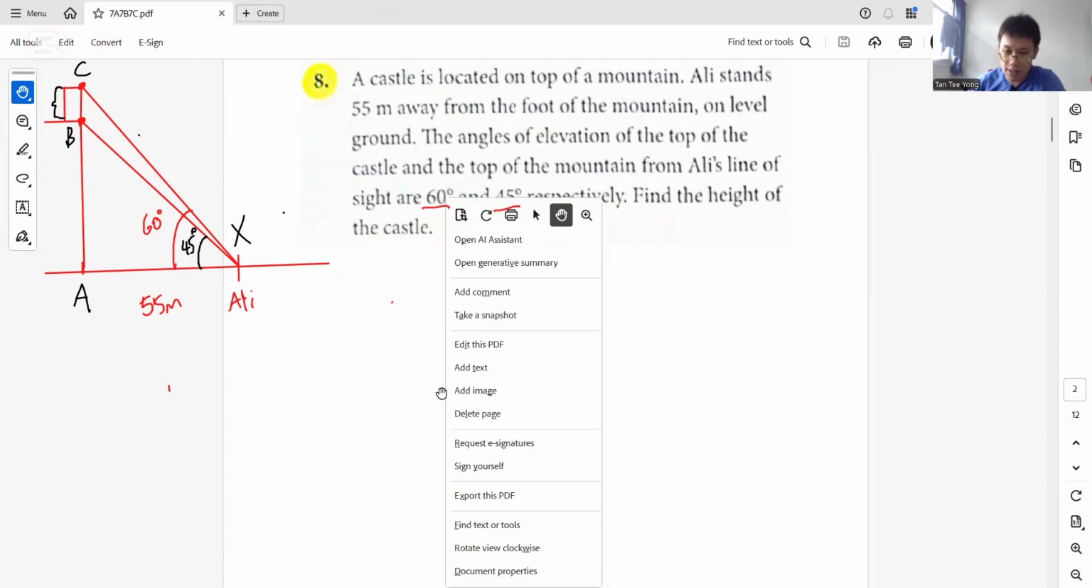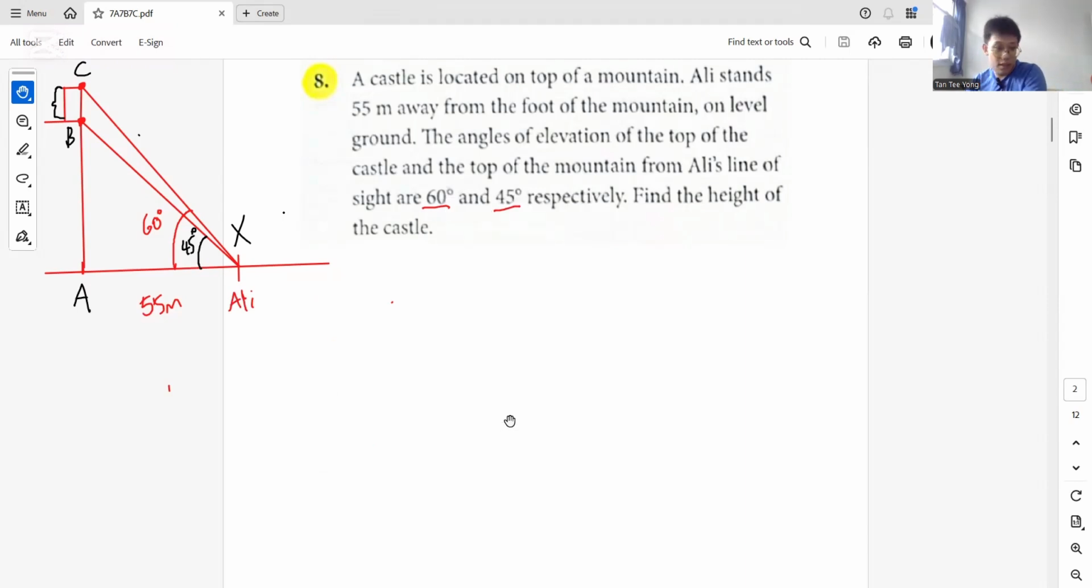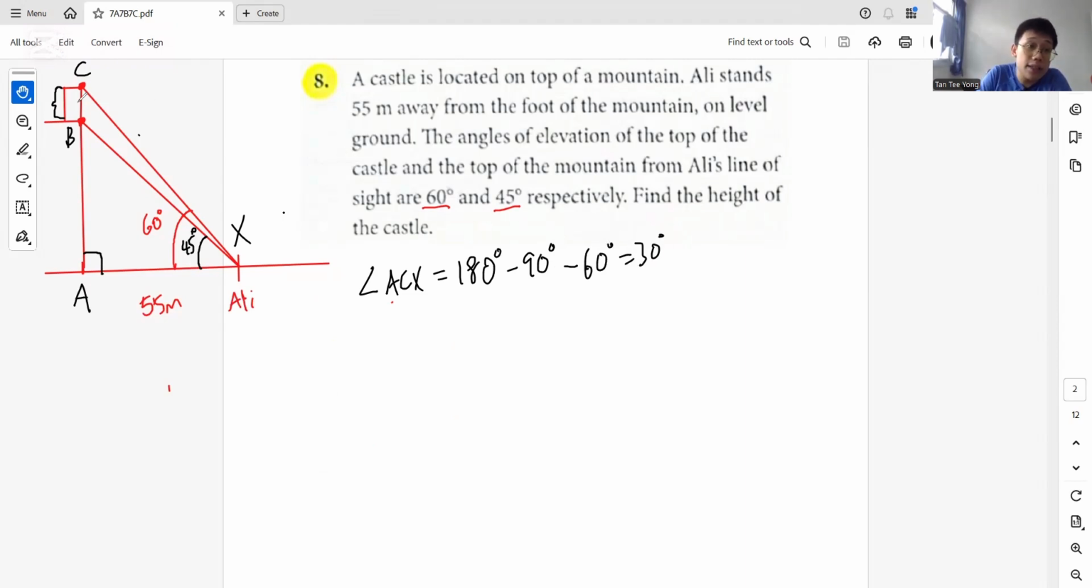Angle ACX equals 180 degrees minus 90 degrees, because this is a vertical mountain so this is a 90 degrees over here, minus 60 degrees, which equals 30 degrees. So we know that this is 30 degrees over here.